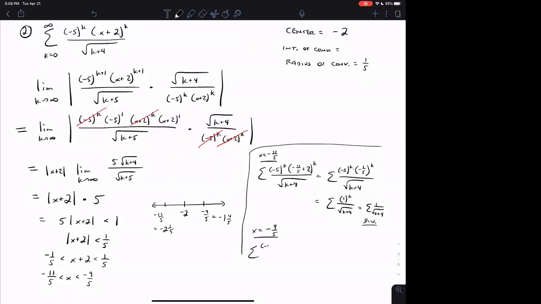and so you get negative 5 to the k times negative 9/5 plus 2 to the k over the square root of k plus 4. That's negative 5 to the k times 1/5 to the k over the square root of k plus 4. That's negative 1 to the k over the square root of k plus 4.